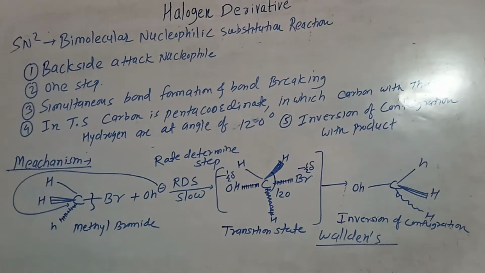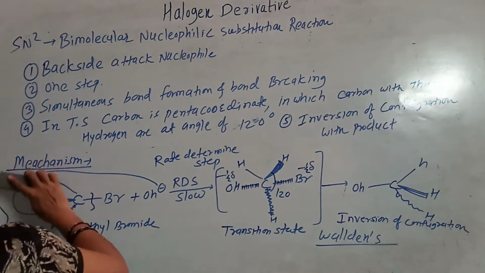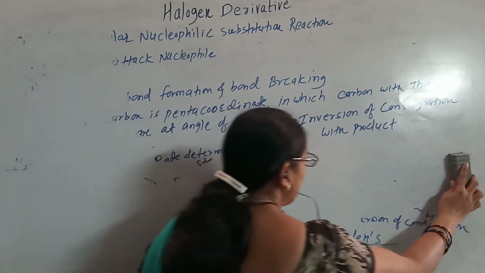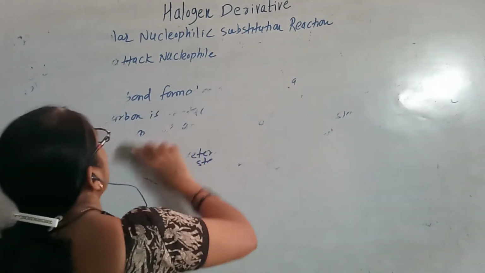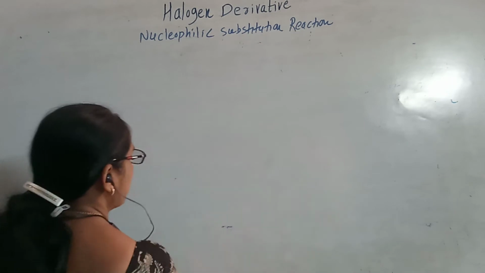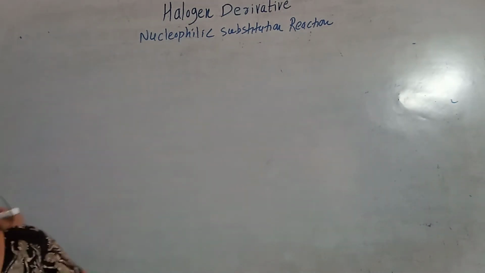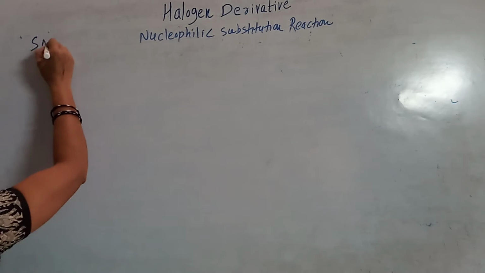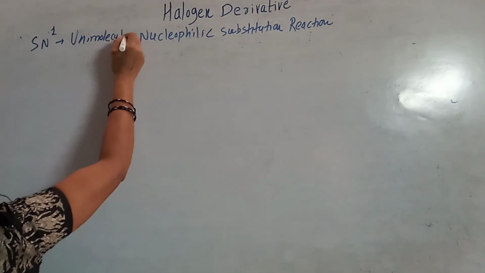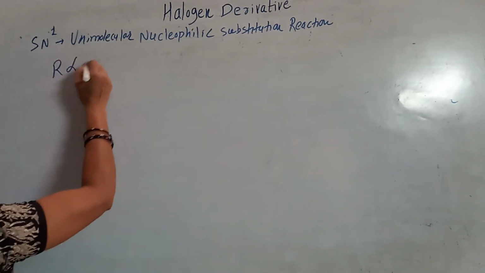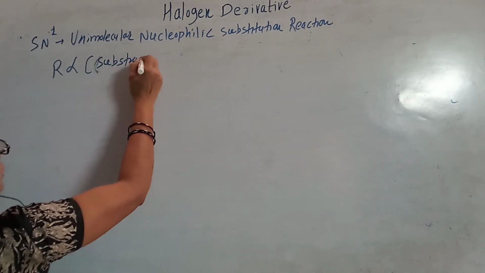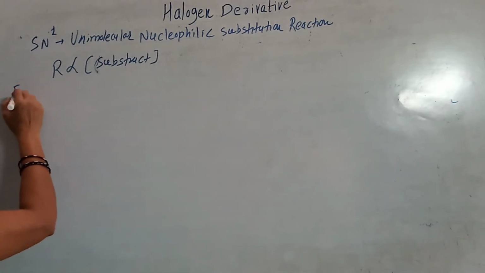Now let us consider the SN1 mechanism. Now let us consider an example for the SN1 mechanism. We know the meaning of SN1. SN1 means unimolecular nucleophilic substitution reaction, where 1 is for unimolecular, meaning the rate of reaction depends upon the concentration of only one substrate for this reaction. Okay, so let us consider the example.